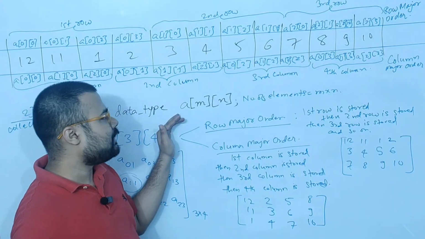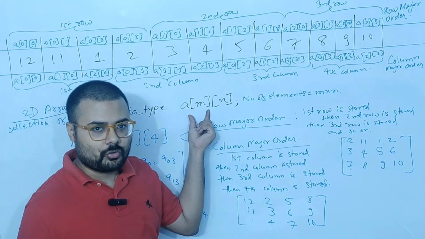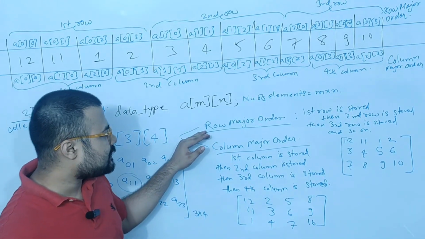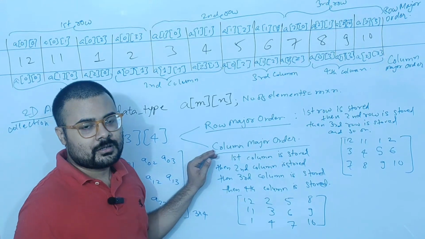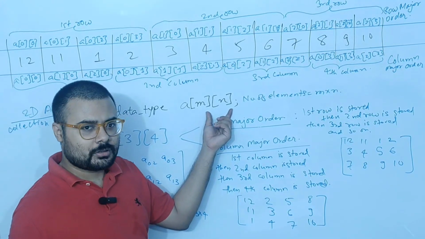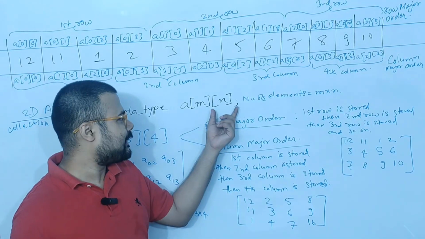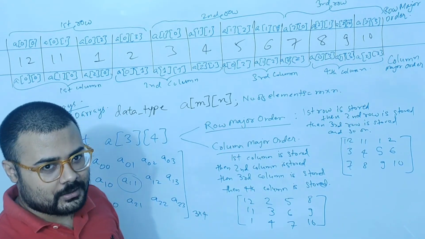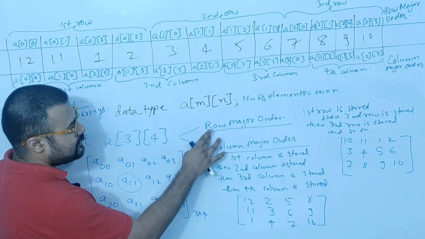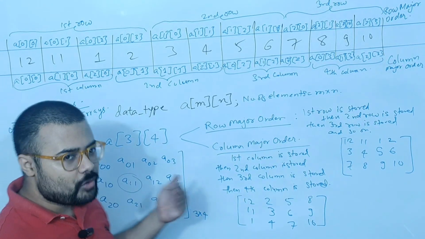In case of a 2D array, we can call these dimensions the first bracket as the row and the second bracket as the column. And how the memory is organized, it may be organized either as row major or as column major. When you call them row or column, the memory organization is either row major or column major.